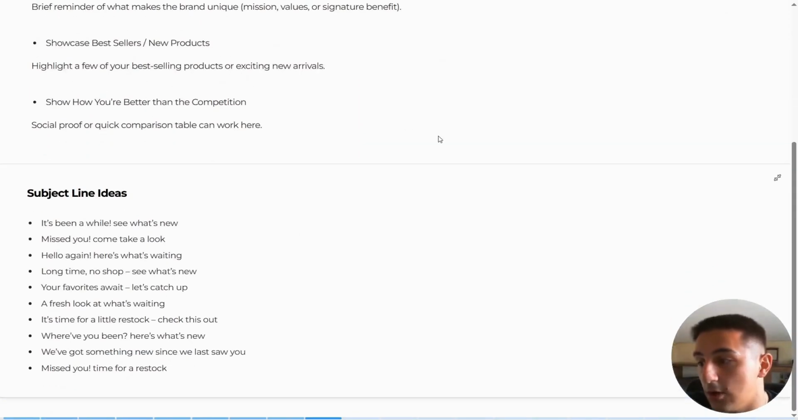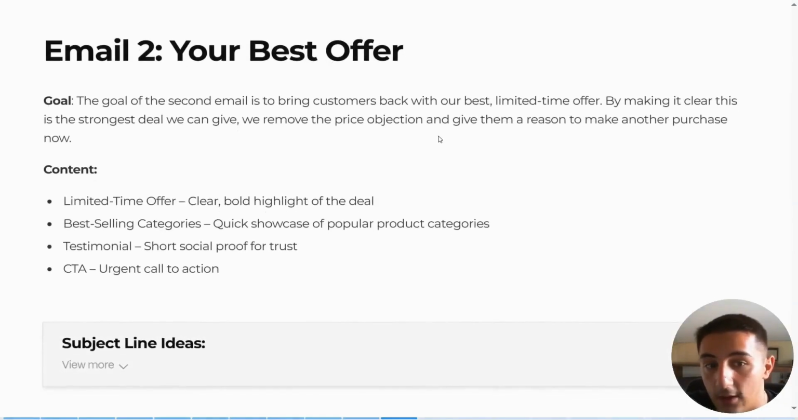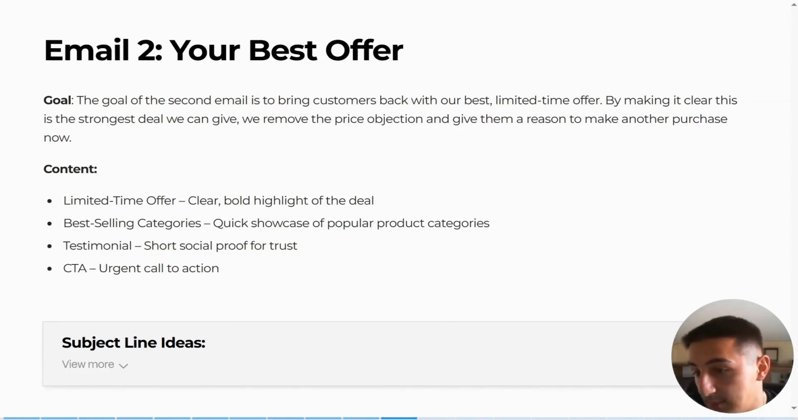Now let's move on to email 2. This is your best offer. The goal of the second email is to bring customers back with our best limited time offer. By making it clear this is the strongest deal we can give, we remove the price objection and we give them a reason to make another purchase now.